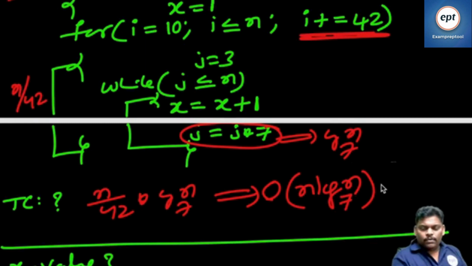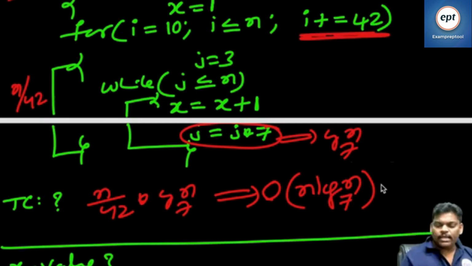He is asking what is the x value. I think the first loop is n by 42, does everyone agree? The second loop is log n base 7, because the inner loops multiply, with no dependency also. N by 42 into log n base 7 gives n log n base 7. Time complexity is n log n base 7.